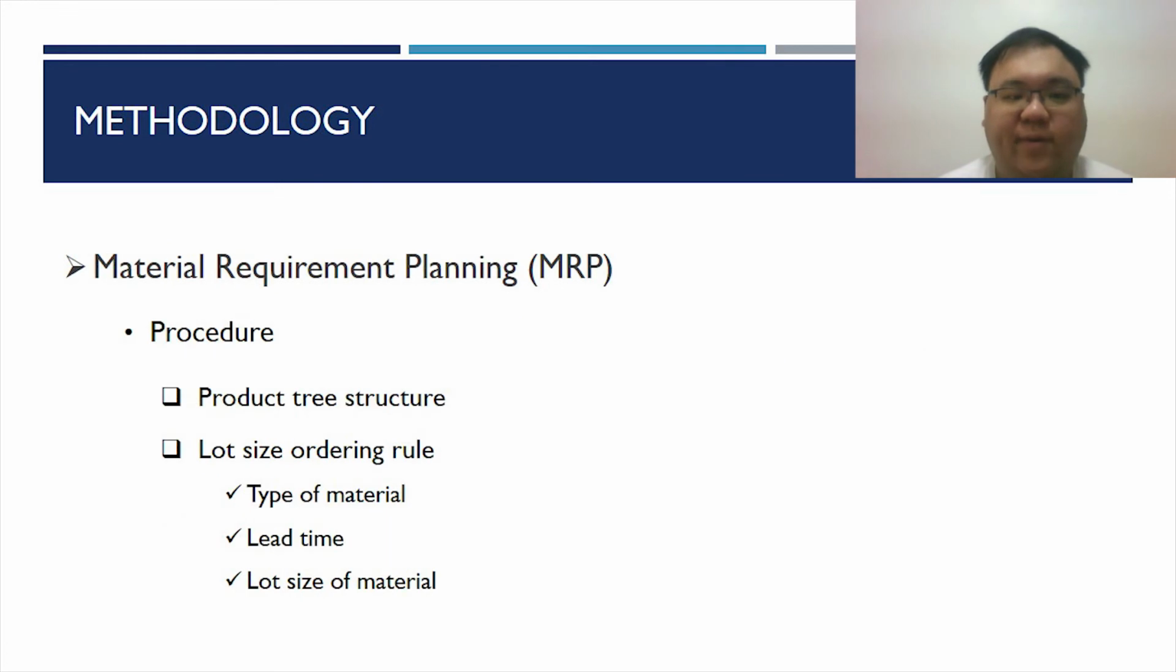For the procedure of MRP, firstly we need to produce a tree structure so that we are able to know what things we need to buy or purchase for our product. And next we need to apply the lot size ordering rules so that for every type of material, the lead time of the purchasing order and also the lot size of the material can be known.